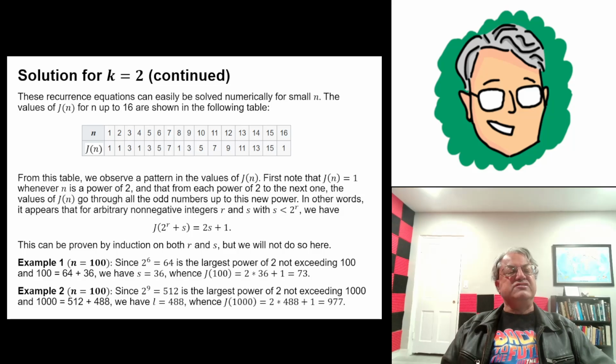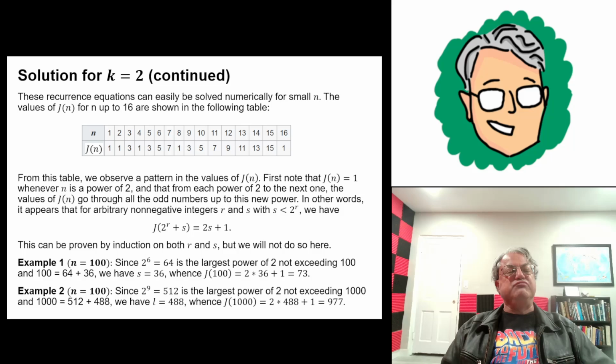If r and s are arbitrary integers with r a non-negative integer, and s also non-negative, but s has to be less than 2 to the r, then we have j of 2 to the r plus s equals 2s plus 1. That's the formula, which is just another way of saying this pattern that we observed.